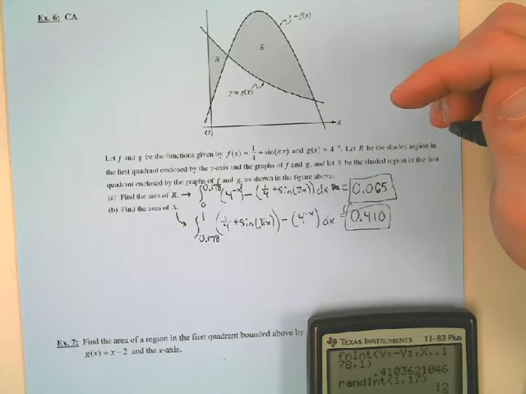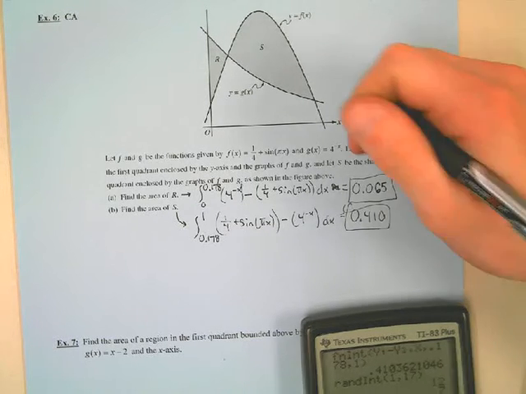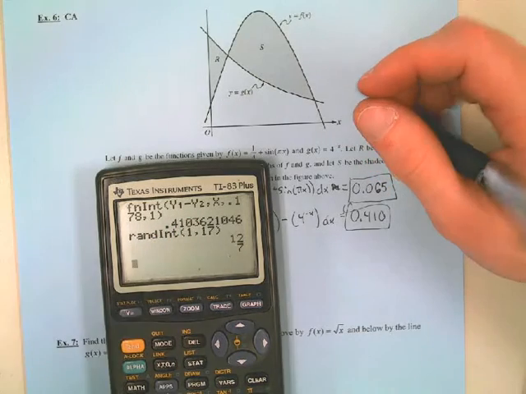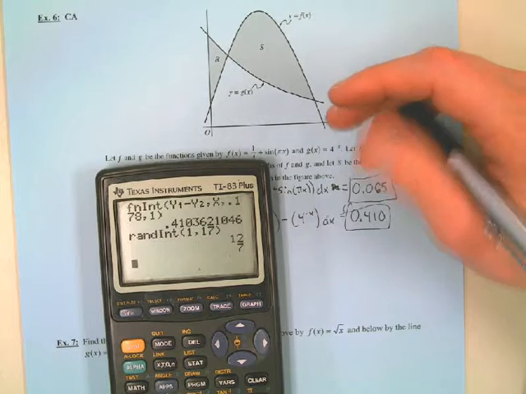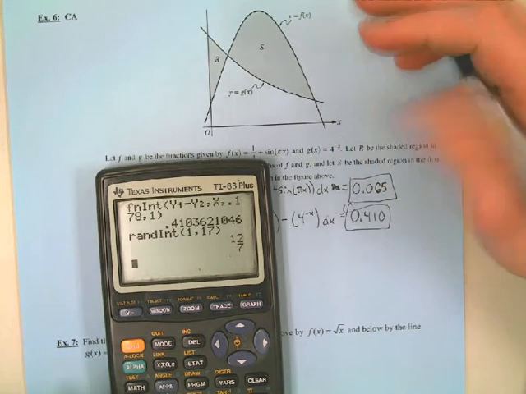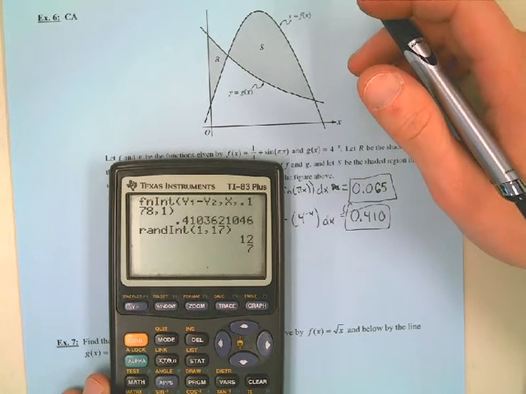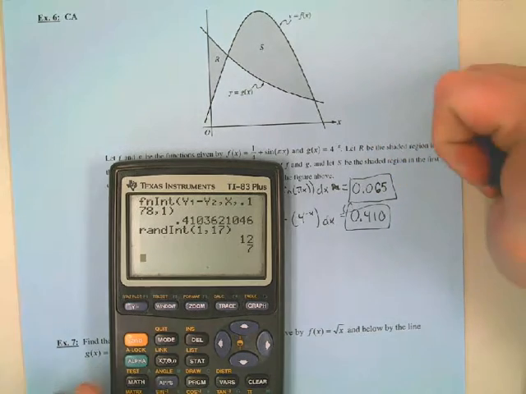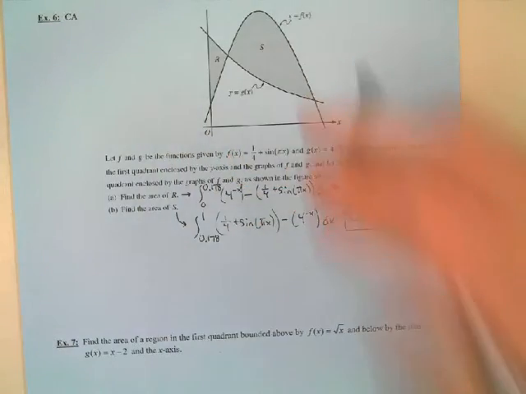So again, this is why it's helpful to use that y1 and y2, because it makes those parentheses a little bit easier to manage. So what'd you get? 0.410? Yeah, that's right. Good job. Good work.